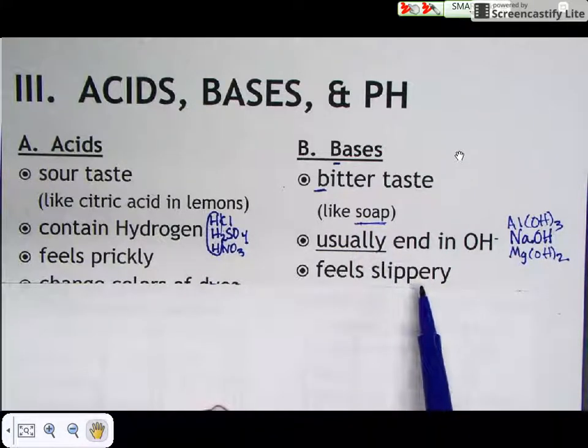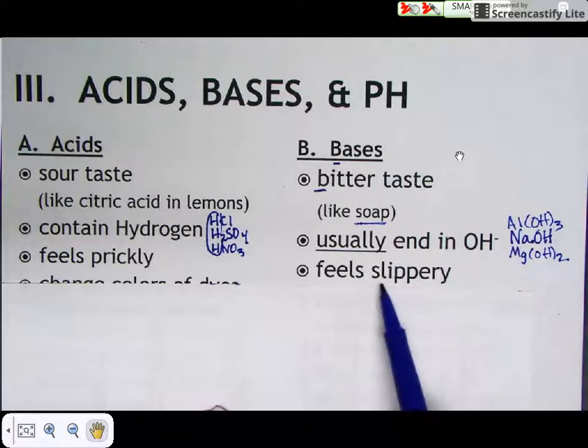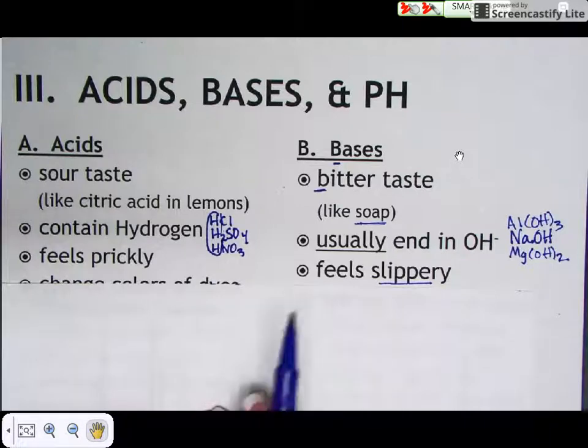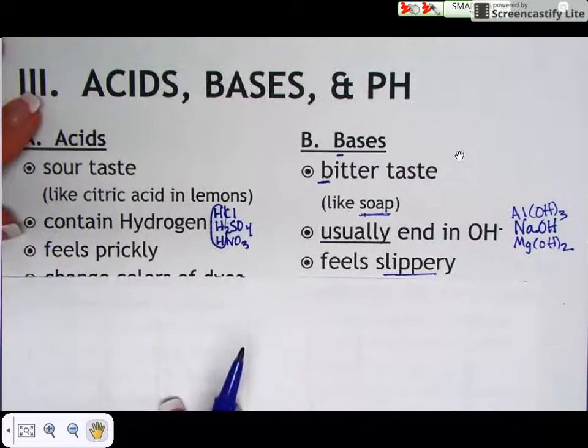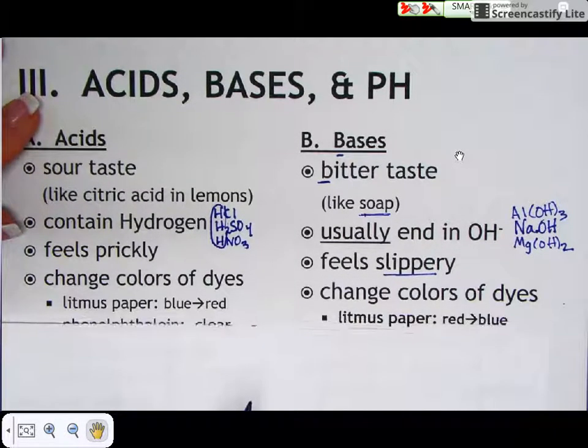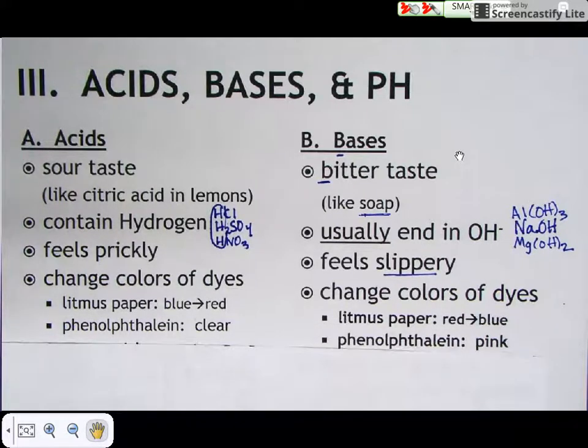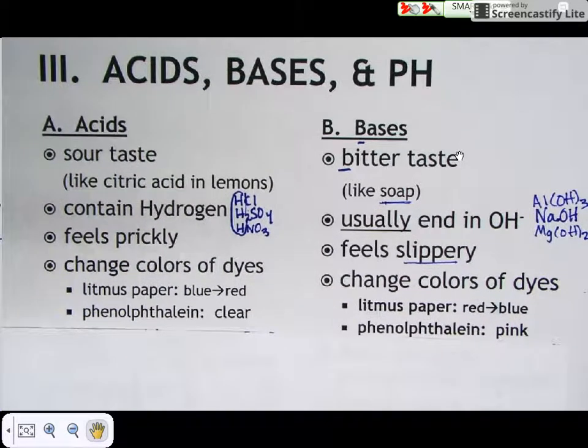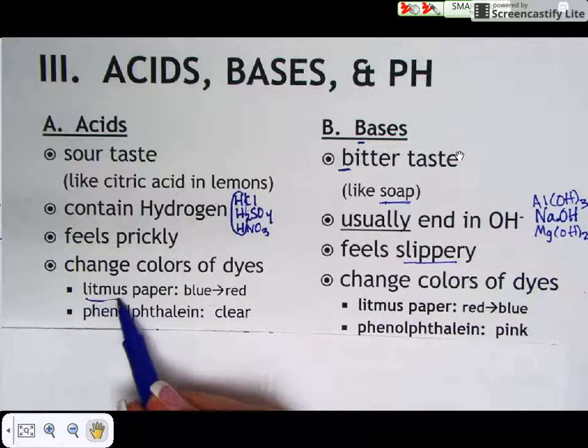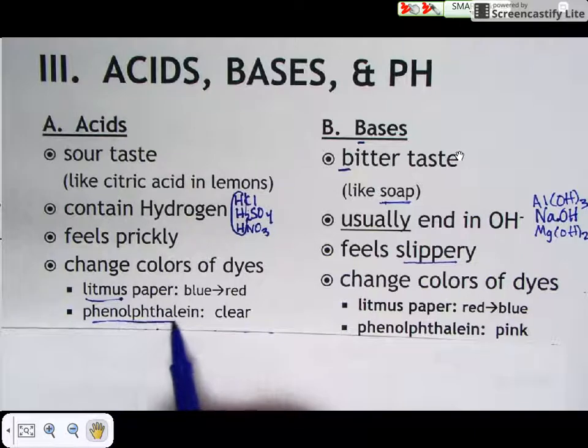They feel very slippery. Imagine if you've got Clorox or soap on your hand and get it wet. It's going to feel very slippery. Bases will feel slippery to the touch. Both acids and bases will change the colors of dyes. Specifically, two dyes that we need to remember are litmus and phenolphthalein.